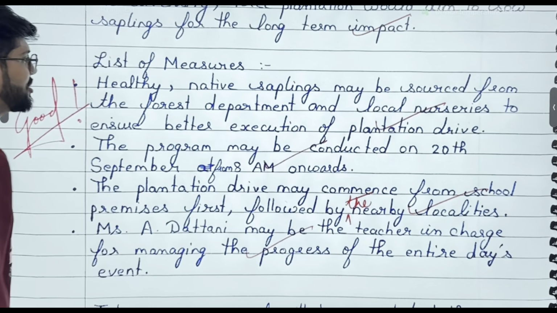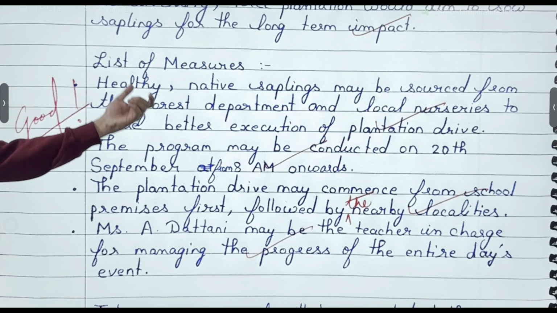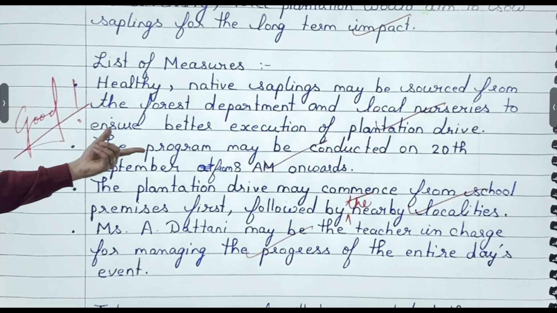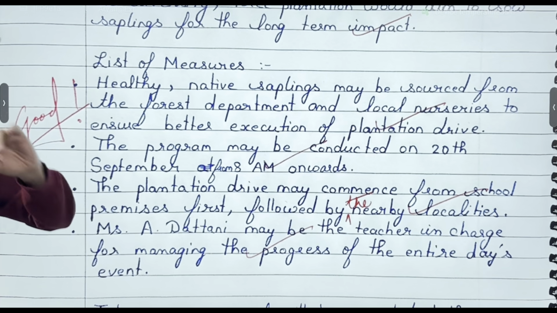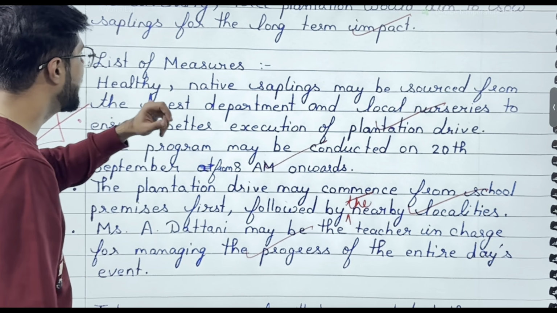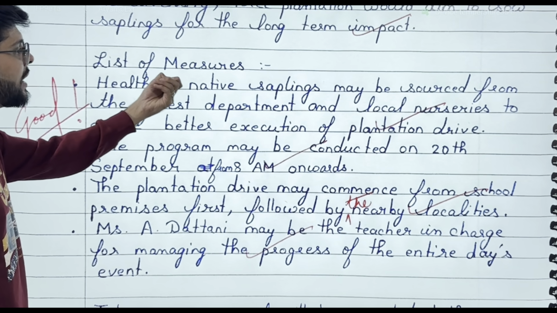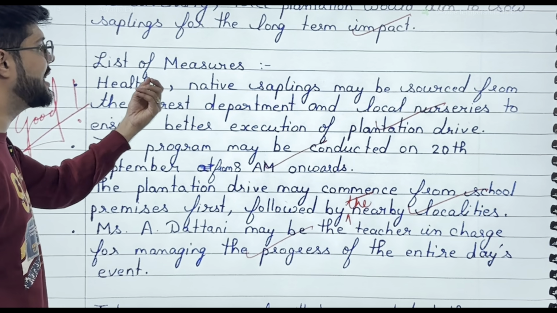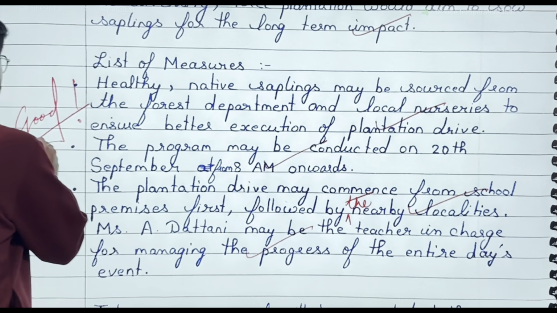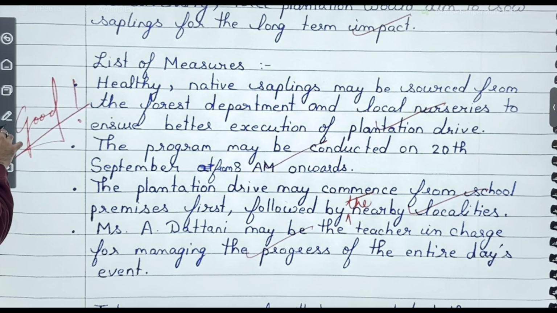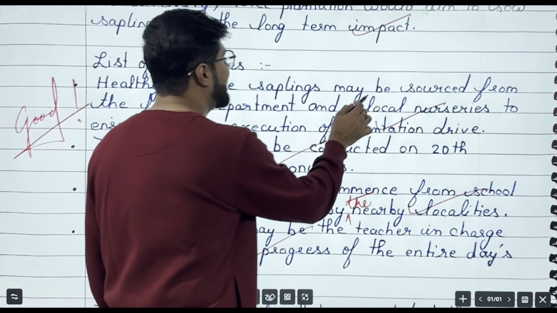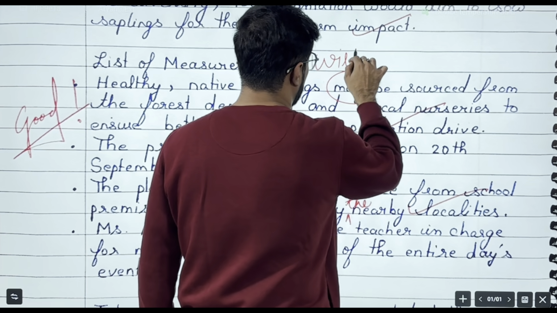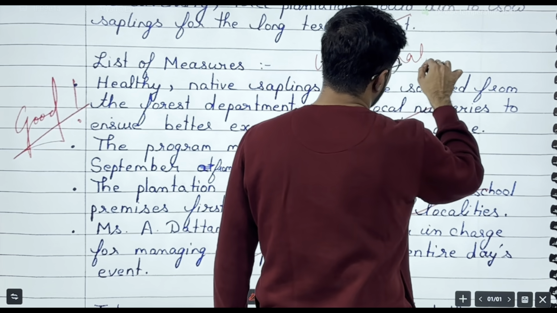Now coming to list of measures. लिस्ट ऑफ मेजर्स में भी उसने बहुत प्रॉपर वे में what, when, where, who को अच्छे से encapsulate किया है. ठीक है, so first is what, healthy native saplings may be. नेटिव यानी जो लोकल में मिल जाएगा.